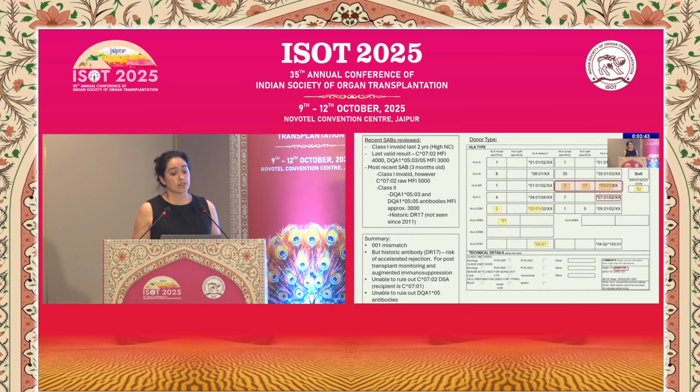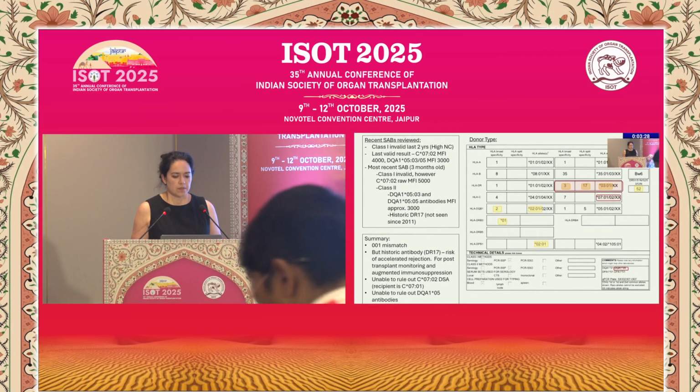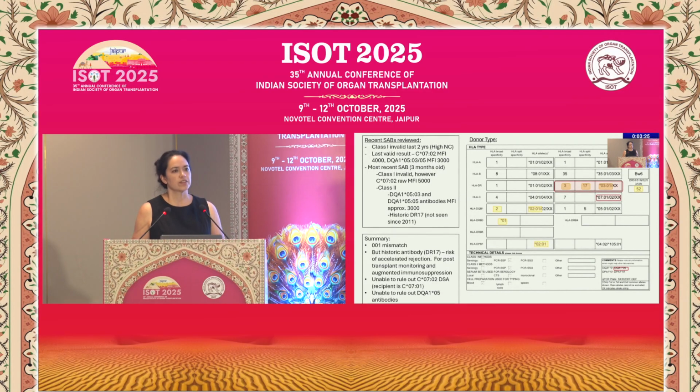The recipient is CO701, and the donor has CO701 and O2 in the string. We also can see that he has in the past developed these DQ alpha antibodies, approximately 3,000 MFI. So to summarize the information we have at the moment, before we do any extra testing, we've got a 001 mismatch. We've got an increased risk transplant because there are historic antibodies and there's a risk of accelerated rejection, but we're also unable to rule out 2 potential donor-specific antibodies that could increase the risk further.